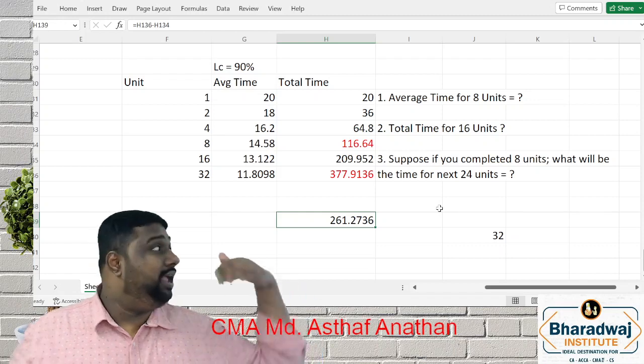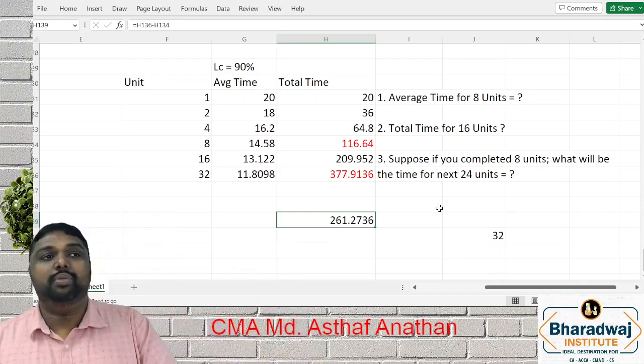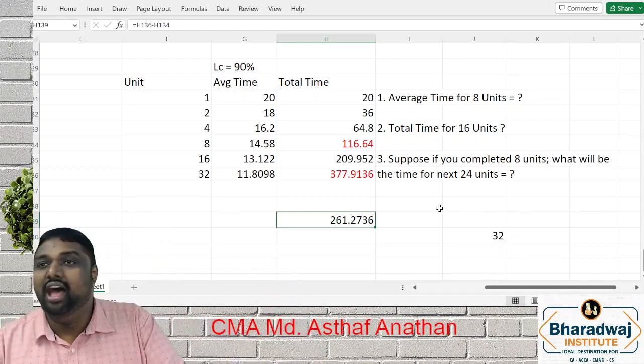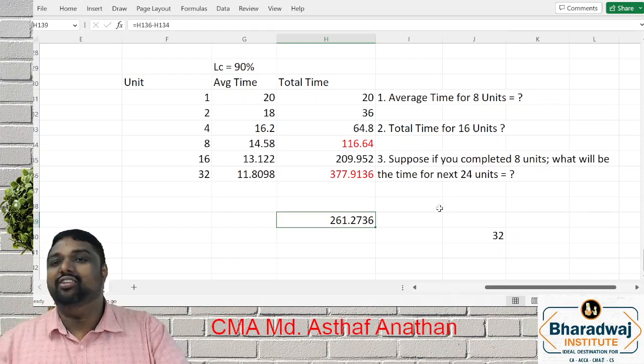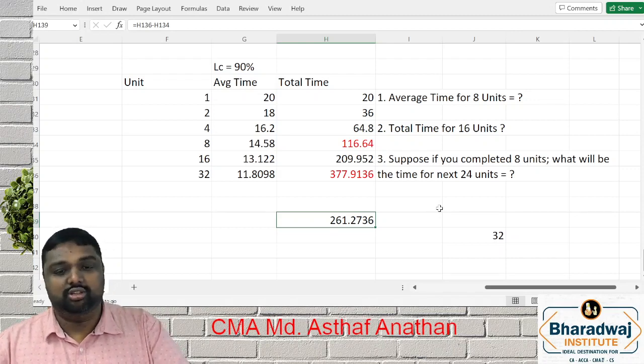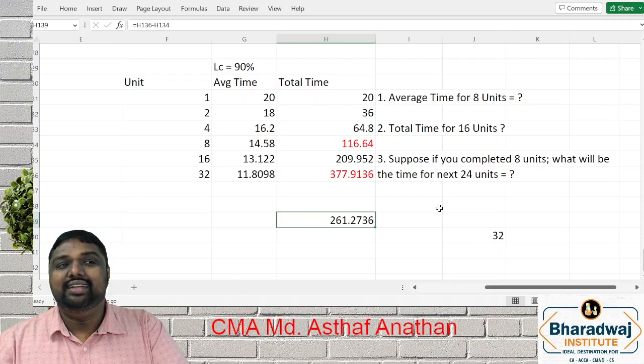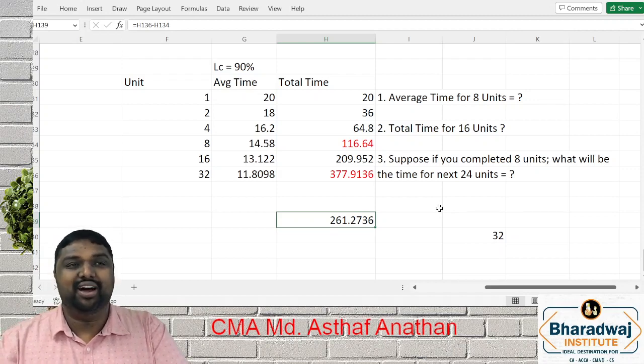Now how will you apply it in your cost sheet? You have to multiply with the wage rate. If you multiply with your wage rate, you will get your wage. Accordingly, you will get your material and other costs. You can prepare your cost sheet. So this is how we have to apply the table rule. So hope all of you are clear.